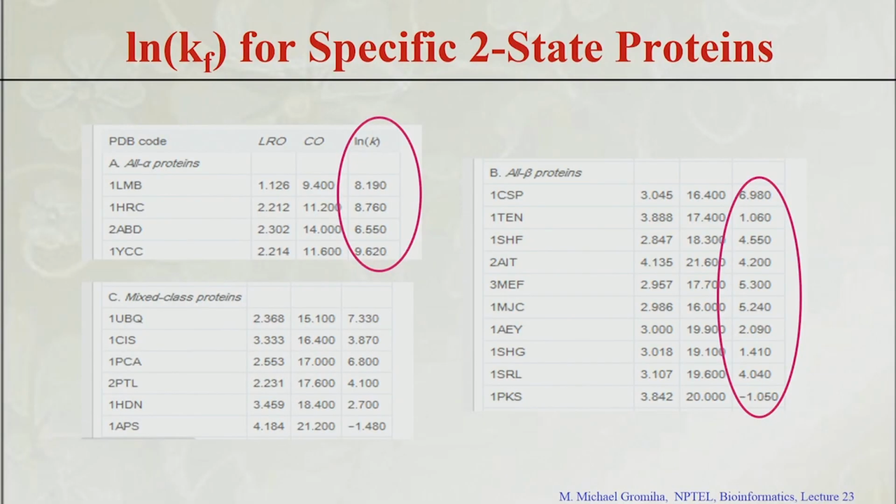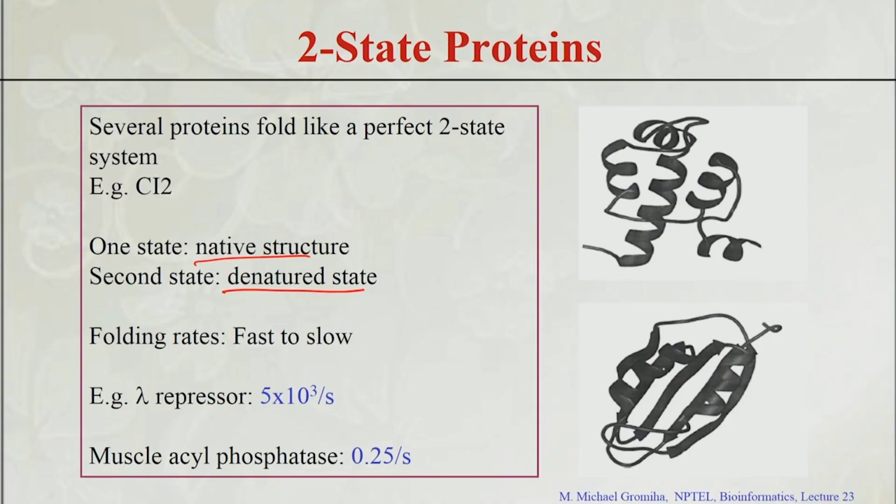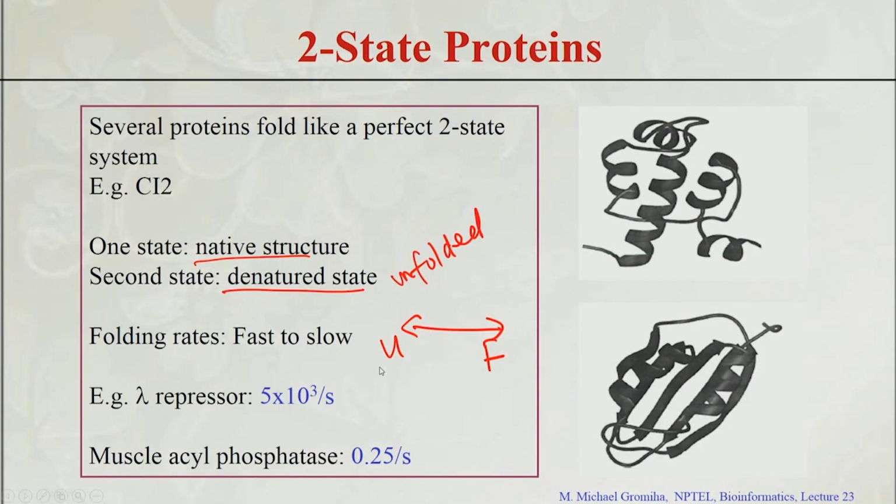These are examples of all alpha proteins, and these are all beta proteins. All these proteins are two state proteins and small proteins. What is the meaning of two state proteins? We have two states: one is the native structure and the other is the unfolded or denatured state. You go from the unfolded state to the folded state, and there is no intermediate. Several proteins fold in a perfect two state manner, and since they are small, about 100 residues, we know the experimental data for their folding rates. So, they can still be fast folders and slow folders even if all the proteins are two state proteins.